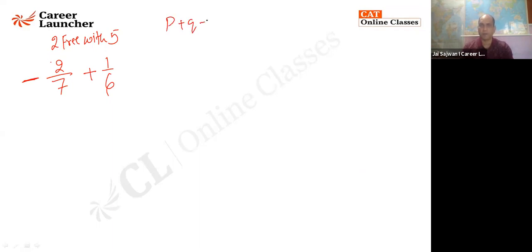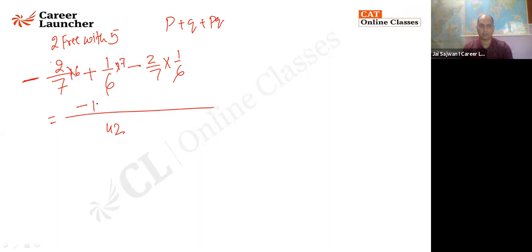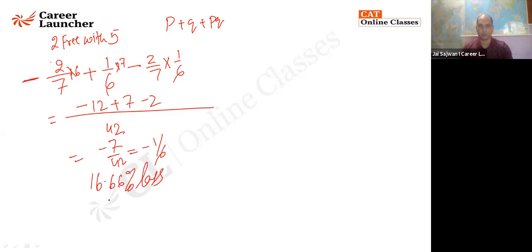All of you know P plus Q plus PQ upon 1. So I can say plus into minus is minus. 2 by 7 into 1 by 6. I can take the LCM of the denominators as 42. I'll multiply it by 6 and I'll multiply it by 7. I'll say minus 12 plus 7 minus 2, which comes out to be minus 7 by 42, which is minus 1 by 6. I'll say it is 16.66% of loss. I think it is clear. It's your answer now. Fine.